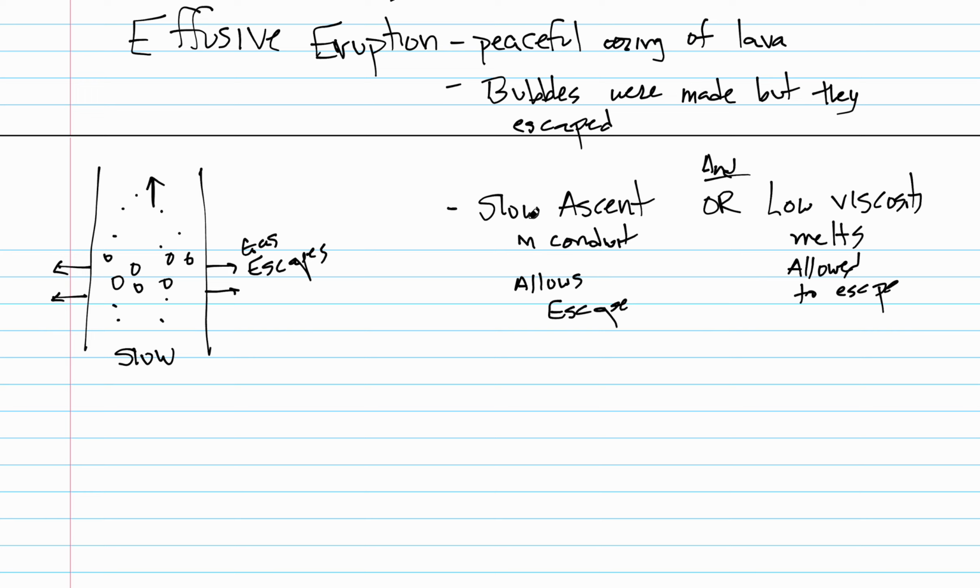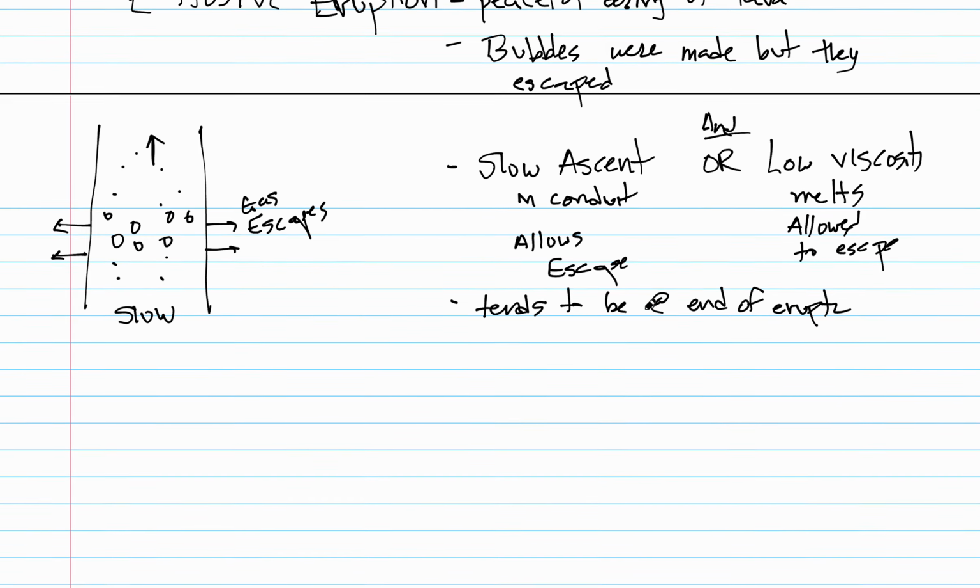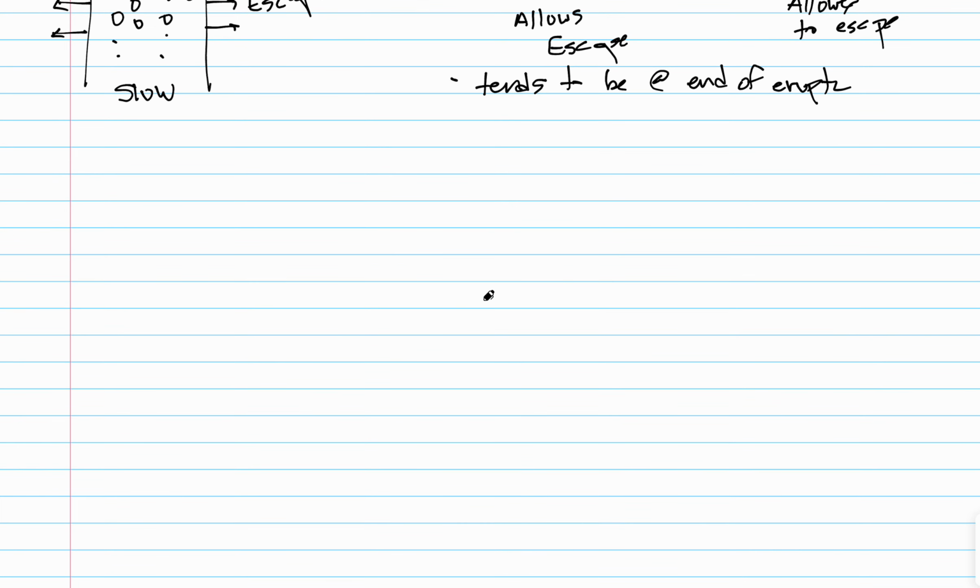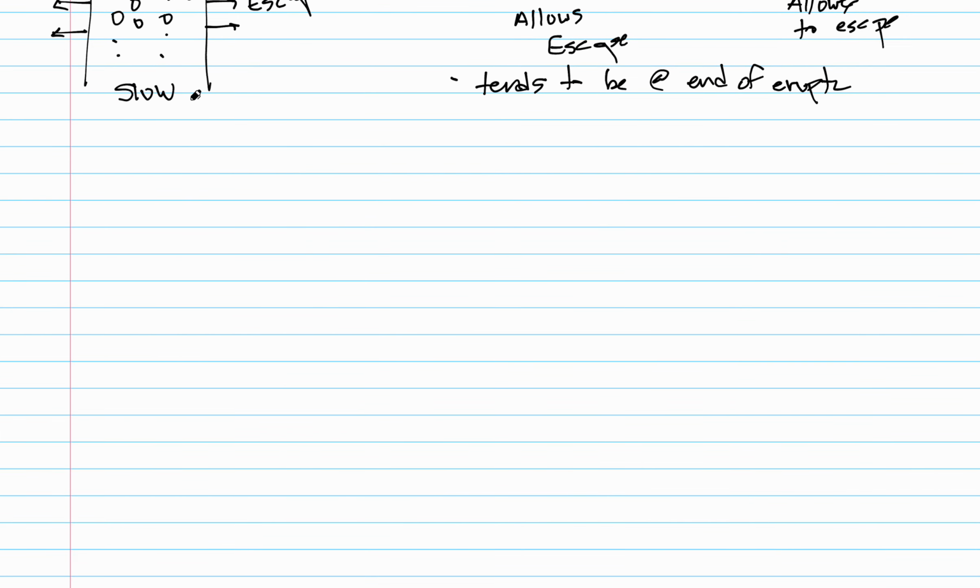This tends to occur at the end of an eruption. So tends to be at end of eruption. The power of an eruption starts early, and then as the pressure in the chamber relaxes, the magma ascends more slowly, gas has time to escape. There are felsic, intermediate, and basaltic lavas to discuss. And we're going to say here basaltic lavas. You could write that mafic if you'd like to.